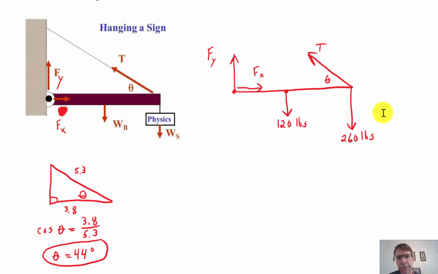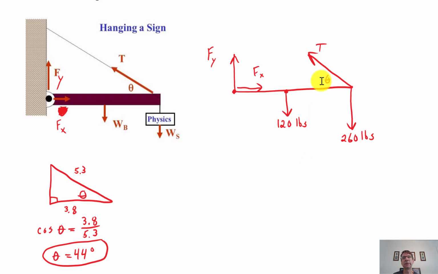All right, so I've redrawn the diagram over here on the right. So this horizontal red line represents our lever. It weighs 120 pounds, dead center. The sign at the end, the physics sign, is 260 pounds. Like I say, we're going to leave this in pounds.